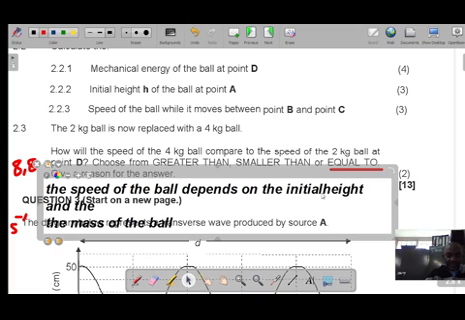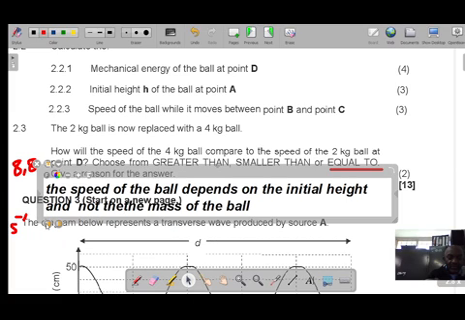and not the mass of the ball. So that's what it's going to be, equals to. Hope we are together. Okay. All right.